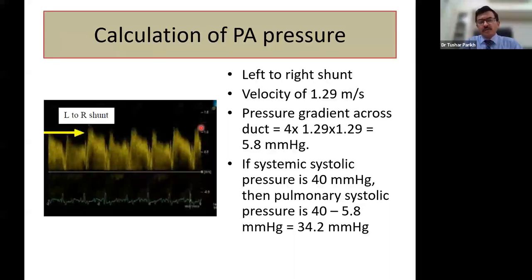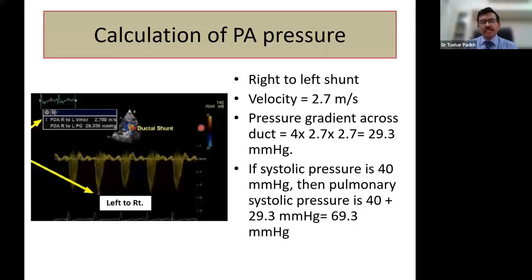Now when I say this, again we have to remember, if the PDA is constricted, then this pressure gradient you may not get accurate. So there is a fallacy here. So if the PDA is constricted, you may not get accurate reading here. Now similarly, if the velocity is right to left, the velocity is right to left from main pulmonary artery into the descending aorta. Then again you calculate the pressure gradient across the PDA below the baseline, and that is coming as 2.7 meter per second. So you measure it at the PDA level, and this velocity is 2.7 as it is shown here.